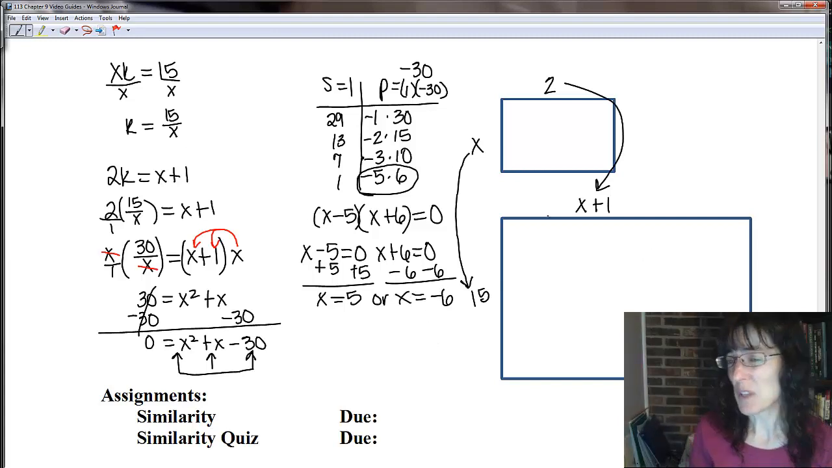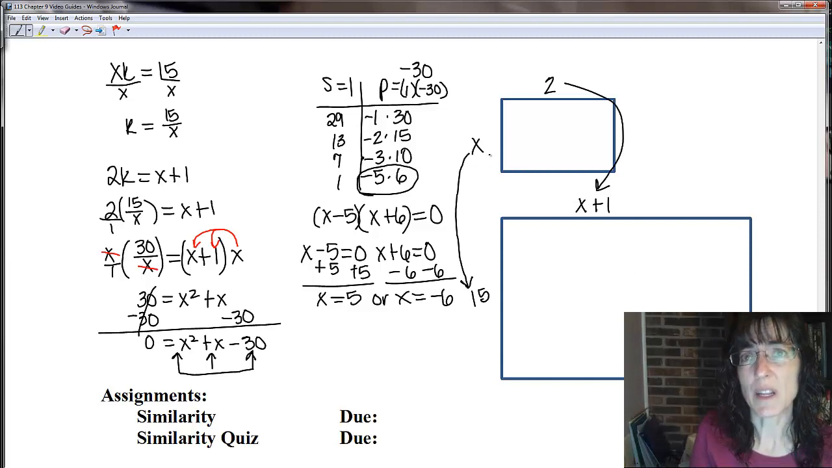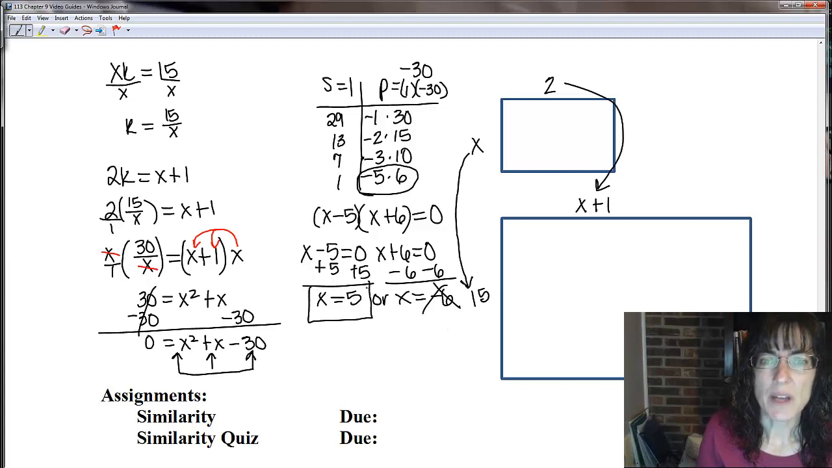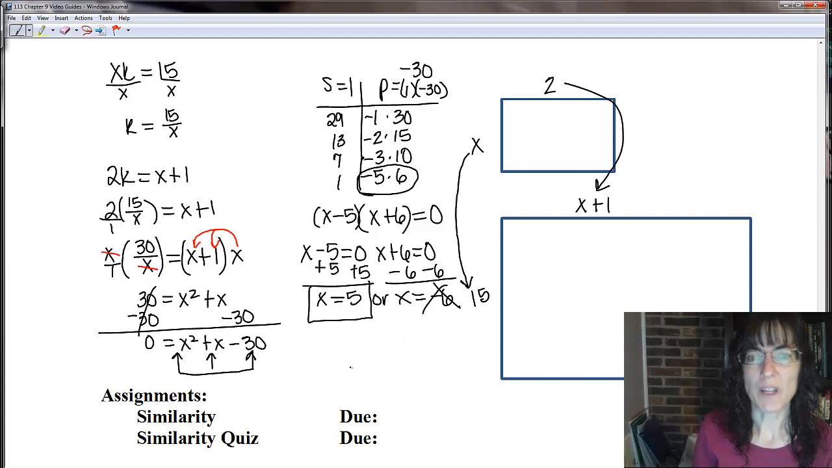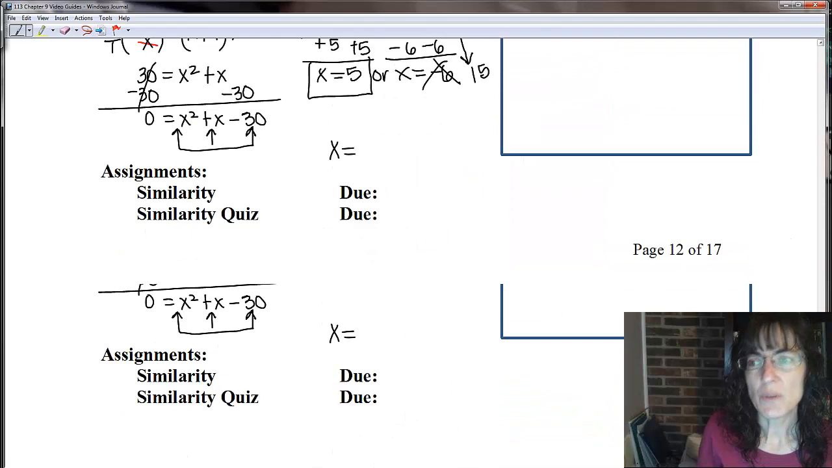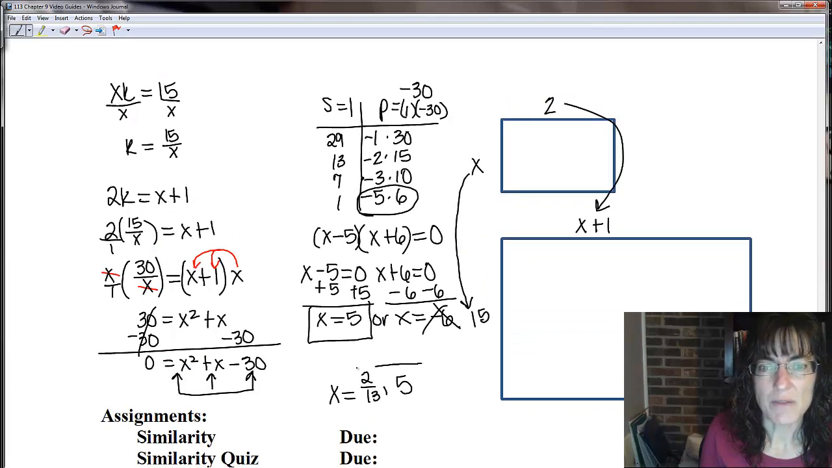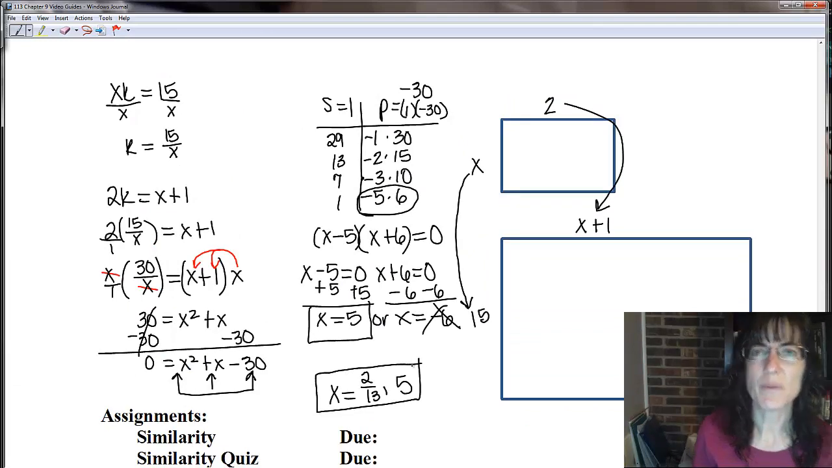And I'm thinking, can I really use a negative 6 for a side because I have an x that would be a negative 6? And that won't work. I can't say the side is a length that's a negative number. So I have to disregard that negative 6, and that leaves the positive 5 as my other working solution. So I have x equals, it was 2/13, I think, 2/13 and a positive 5. Those are the two possibilities for the x.